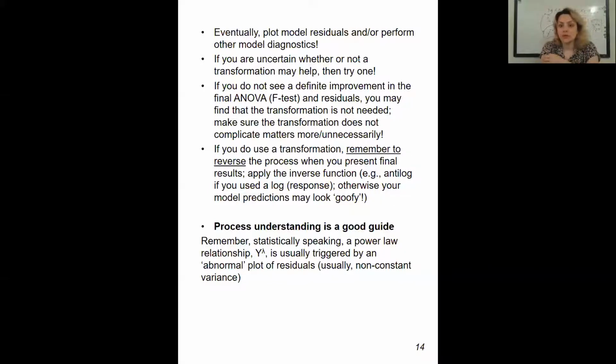So if you do use a transformation, remember to reverse the process when you present the final result. It's like that because you have your y as a result of the transformer, right? Like y power lambda is equal to that regression. Make sure that when you want to present it, that one is y power something. So whatever you find out, it's a new population.